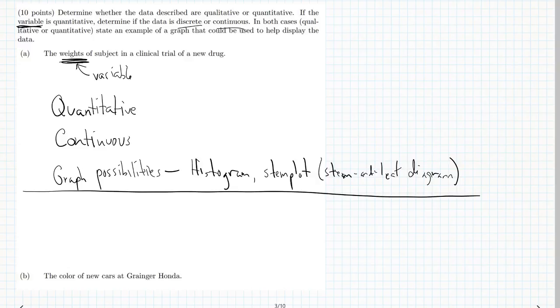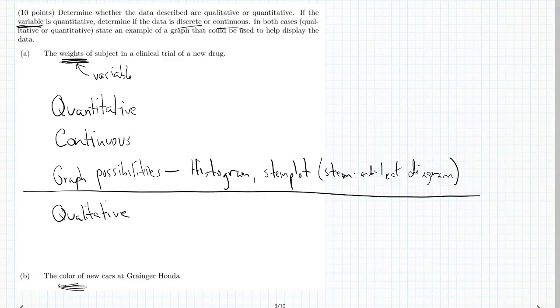Okay, so next one, the color of new cars. The color is actually our variable, right? So what's that telling us? Well, since we have color, think of what are our possibilities. Well, black, blue, green, yellow, burnt sienna, you name it, you can have some color going on there, but that's a category. That is not a number whatsoever. So since it's a category, that tells us this is qualitative data. And since it's qualitative, we don't even need to discuss continuous or discrete, because those are dealing with numbers. Okay, so now we have a qualitative.